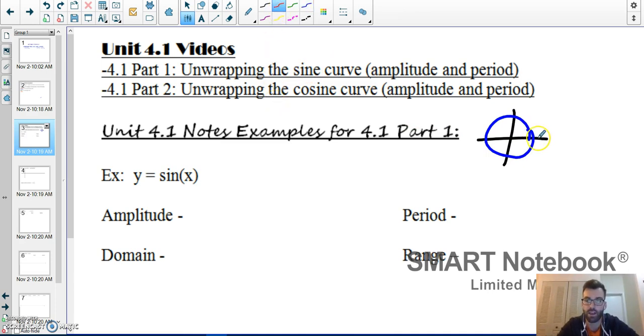If I input any value in for sine on this unit circle, whether it's a positive number or if I go backwards and think about a negative number, I will always have an output. So our domain for sine is from negative infinity to infinity, because I can go an infinite amount of times in the positive direction, and I can go an infinite amount of times in the negative direction and still have an output for sine.